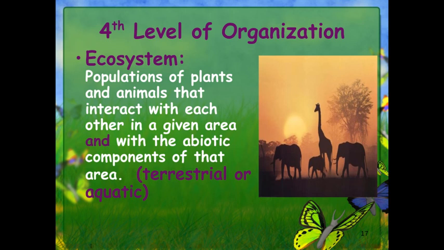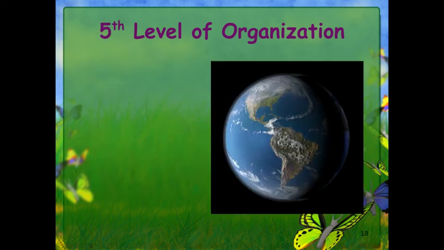Okay, the next level would be the ecosystem. So the populations of plants and animals that interact with each other. Plus, you're also tossing in here the abiotic factors. So the dirt, soil, air, water, sunlight, the weather. Is it snowing? Probably not in this picture. It looks like this is an African savanna here. But all of the different non-living things would be included in the ecosystem because they're also very important and directly impact the living things here.